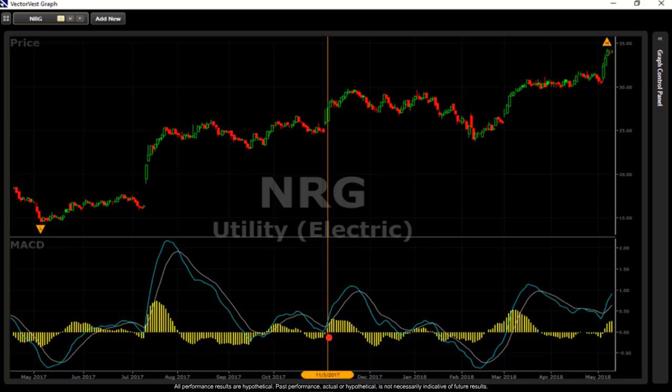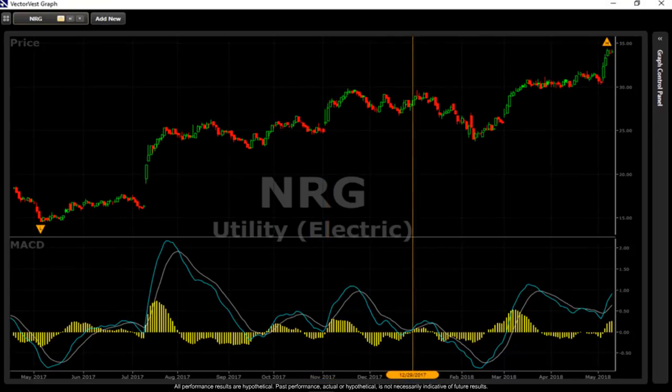And MACD histogram bars once again go from negative to positive, below zero to above zero. Did we have a nice opportunity for some gains? Absolutely. How about here? Now here, we probably would have walked away either even or with a small loss. Okay, and I'll explain why here in a moment. But not every trade is going to be a winner.